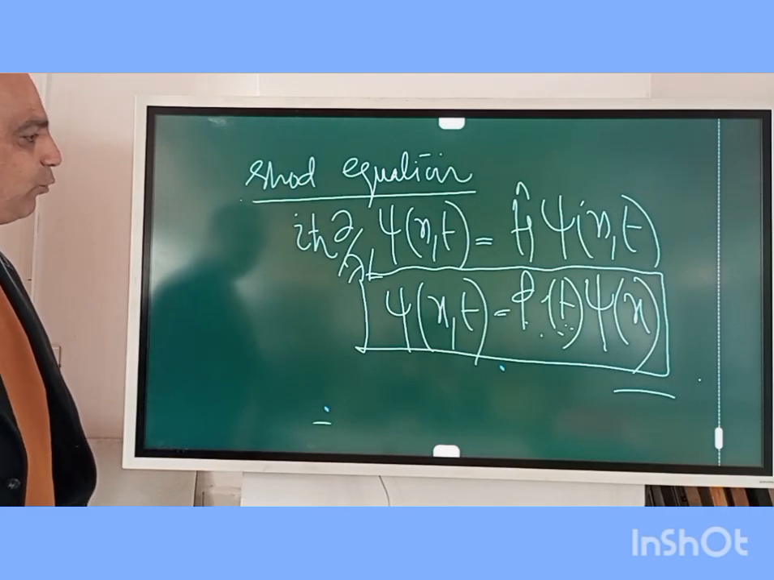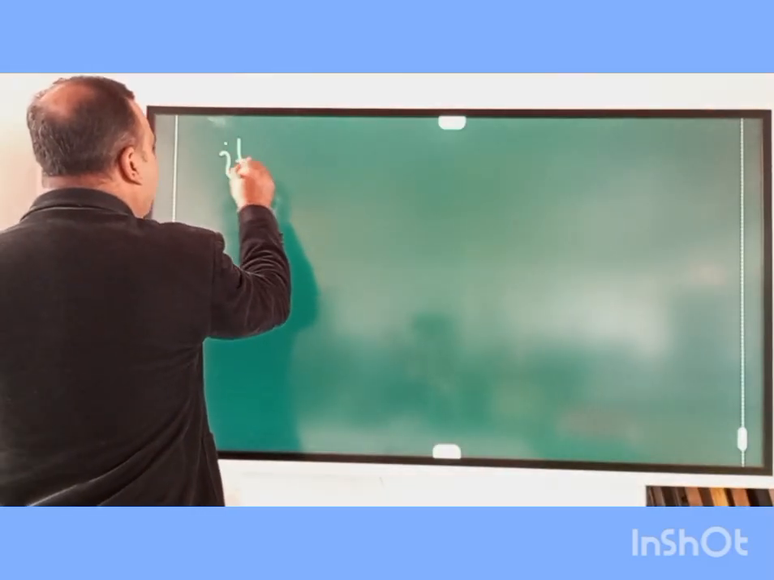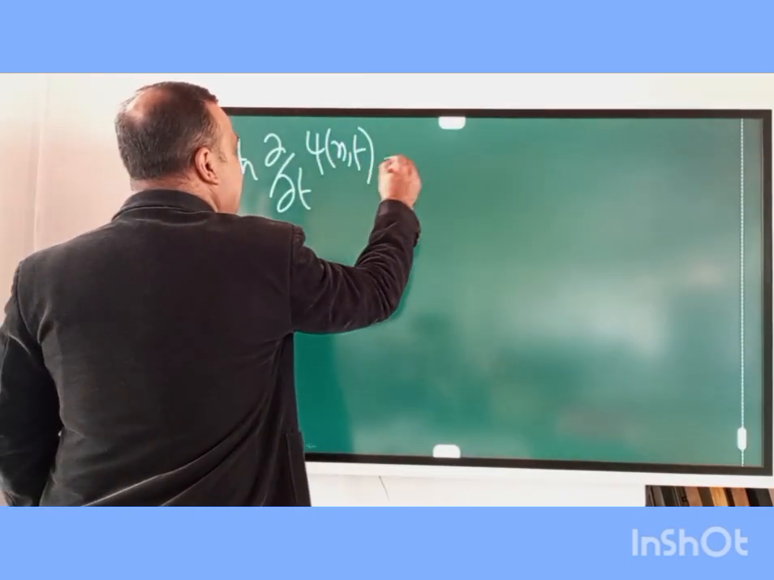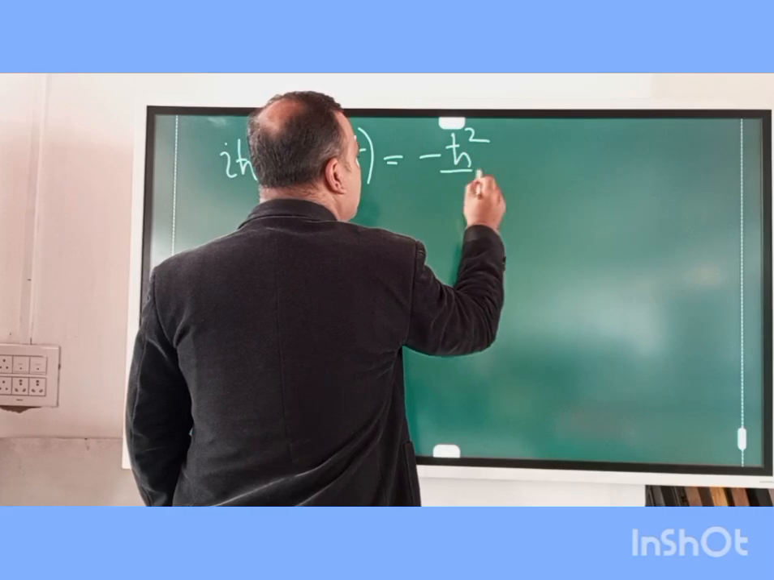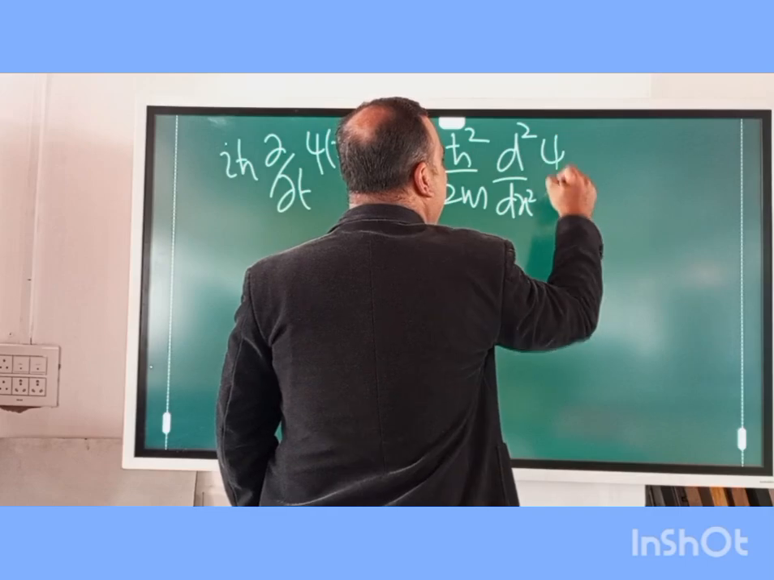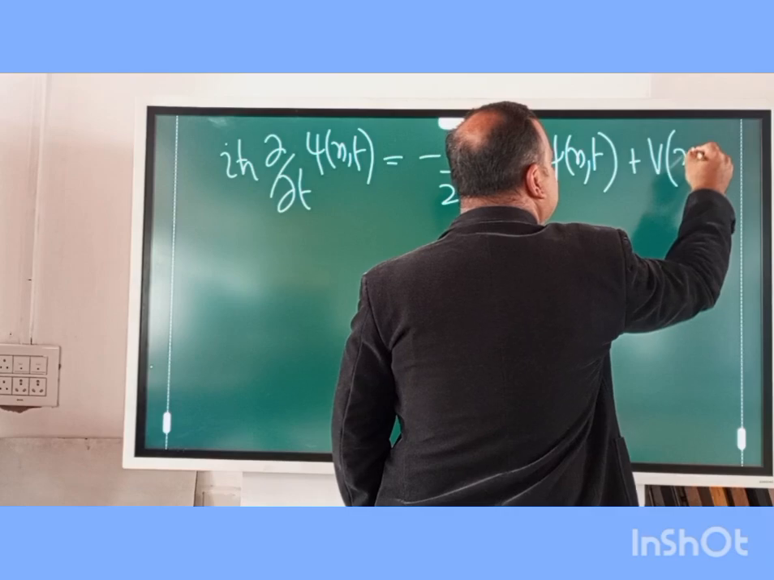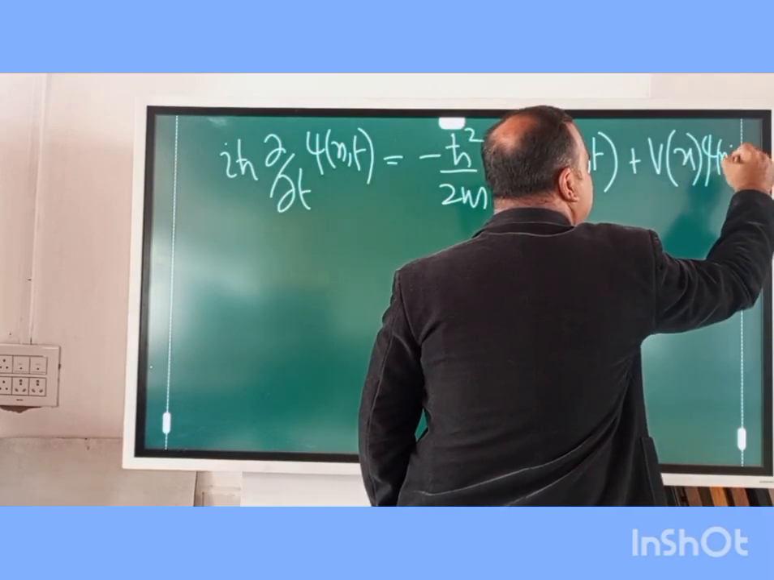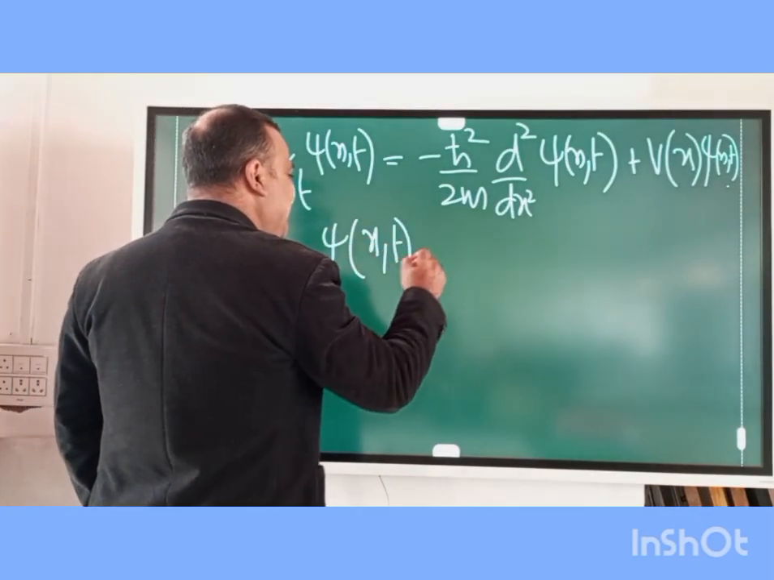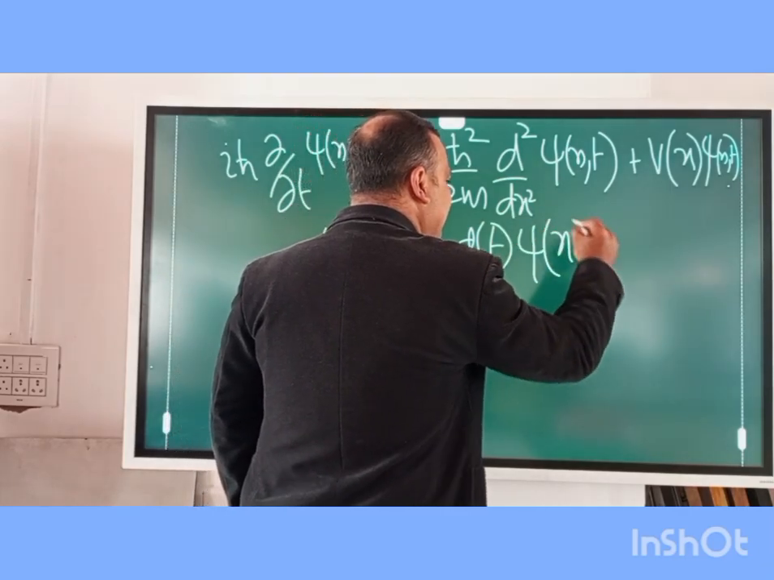So what should I do? I should write down Schrödinger's equation first. That's i h bar d by dt of psi of x and t. For the Hamiltonian, what do I have? Minus h cross squared by 2m d2 by dx2 psi of x and t, and then plus V of x, and then psi of x and t. And what we have chosen is that this psi of x and t is phi of t times psi of x.